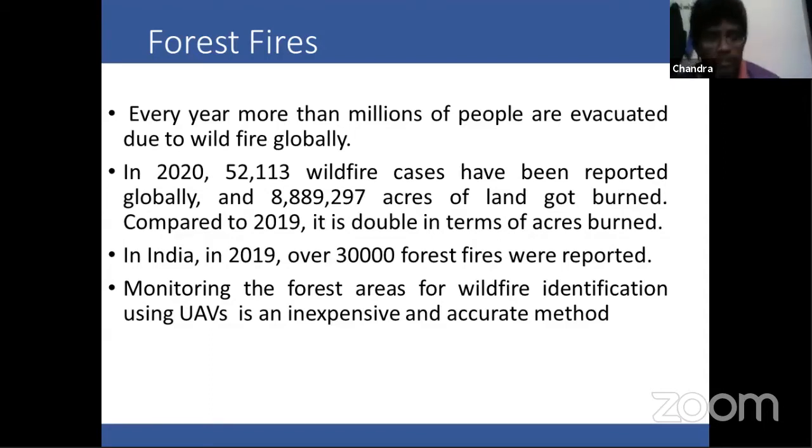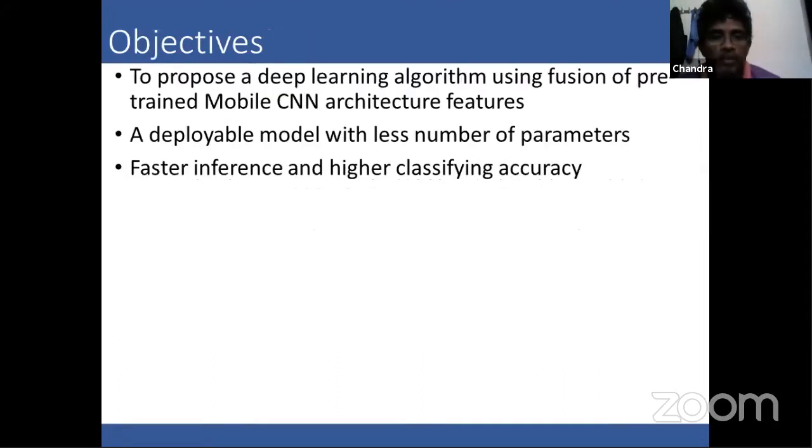So obviously UAVs, unmanned aerial vehicles, drones are better tools for monitoring and detecting fires in the deeper forests, accurate and inexpensive also. The objective of this work is to propose a deep learning algorithm using mobile CNN architectures rather than conventional CNN architectures, so that the model is deployable in a UAV, for example a drone. Because mobile CNN architectures require fewer computations and are easy to deploy. The inferencing is very fast, and the classification accuracy with the proposed approach is going to be higher.